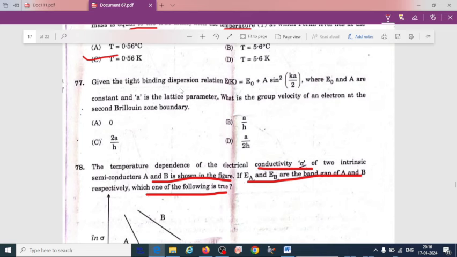Given the tight binding dispersion relation, E as a function of wave vector, E naught plus capital A sin square Ka divided by 2, where E naught and A are constants. A is the lattice parameter. What is the group velocity of an electron at the second Brillouin zone boundary?